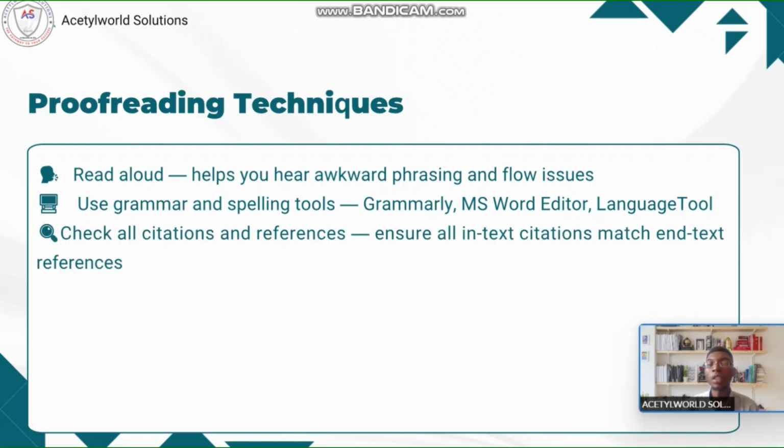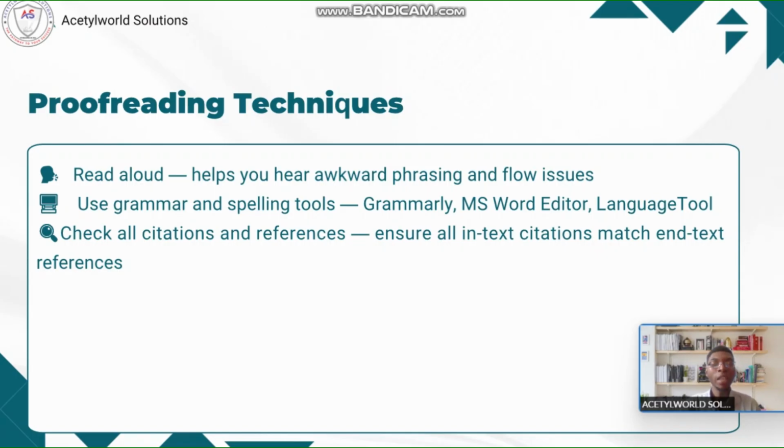Another thing is to check all the citations and references. Ensure that all in-text citations match with the end-text references. Now, this is a common mistake that students make. For some of us that just copy articles online, you copy some articles and you forget to pick the end-text reference. Or maybe you just go to the end-text references, pick them up and add them to your own report. Now, these end-text references are not part of your work, because the in-text is not there.